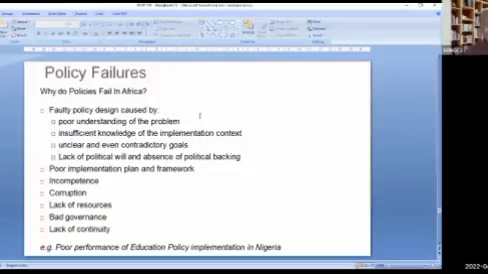For example, poor performance of education policy implementation in Nigeria. Education in Nigeria is in deep crisis, and it calls for a state of emergency, right from primary to university level. The policies are just not working. Economy is another area. Housing, as we mentioned. Just name it. Transportation, healthcare. Healthcare in Nigeria is just in shambles. But then there are policies in place, but they're not being properly implemented.